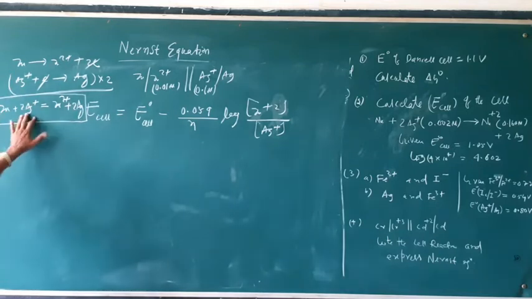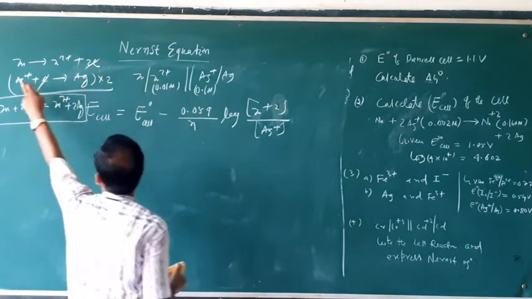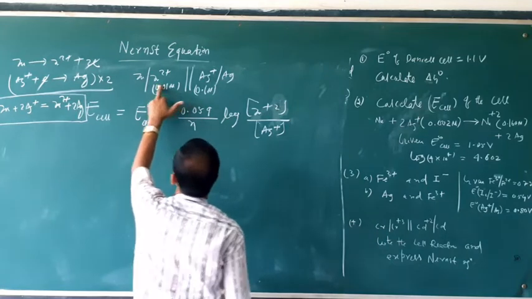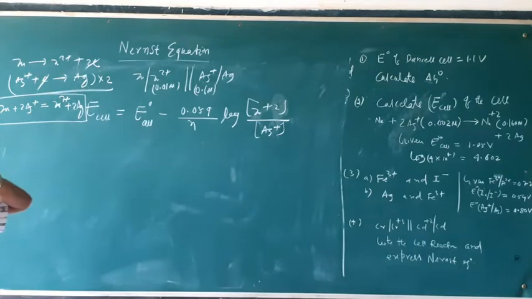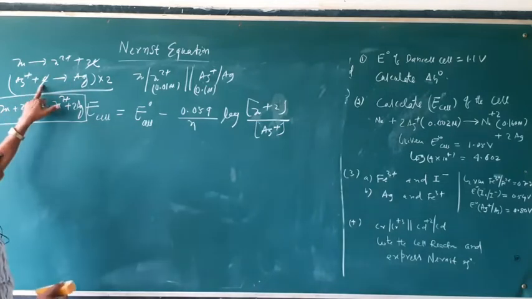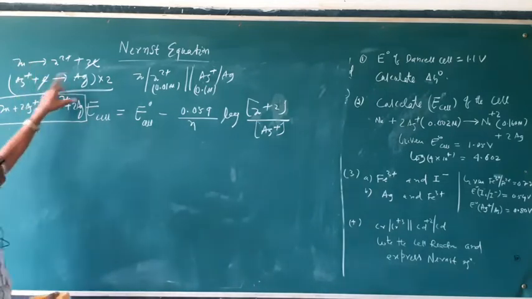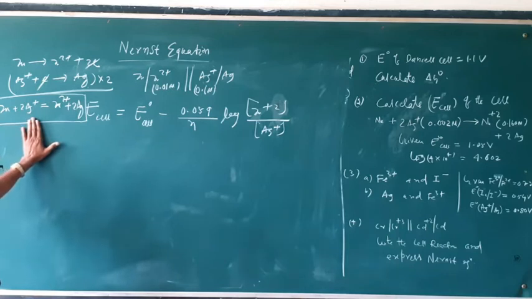Cell reaction of this cell: zinc changes to Zn2+, Ag+ changes to Ag. This is the expression of one oxidation and one reduction. Then you combine them to cancel the electrons. This is your final cell reaction.